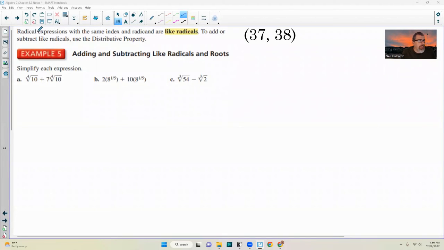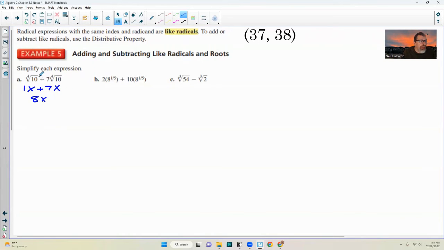As I said on the last page, I read it, but here it is. Radical expressions with the same index, here's a 4, here's a 4, and radicand, here's a radical 10, here's a 10, radicand 10 and 10, they're the same, are like radicals. To add or subtract like radicals, use the distributive property. The easiest way to explain this is if I have the fourth root of 10 and I think of that as x, and this is the fourth root of 10 and that's an x, then I have x plus 7x. Think of that as 1x. 1x plus 7x is 8x.